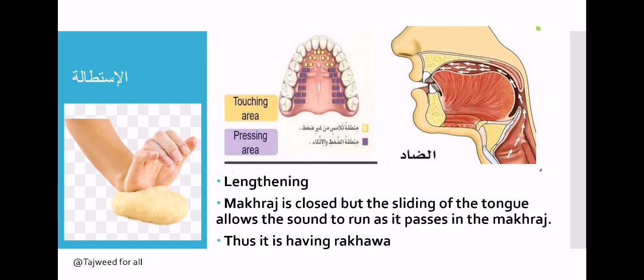Now from this image you can see, now you understood what is the purple colored area and the yellow colored area, right? The touching area and the pressing area. Okay, the touching area is only for the support, and the pressing area is the area where it produces the sound. And the sound, because it is very strong, will get collected inside the middle of the tongue, and it will cause the compression, the itbaq, and then it will push the tongue to the front, causing the istitala, the lengthening of the sound, and this time will allow the rakhawa, right?